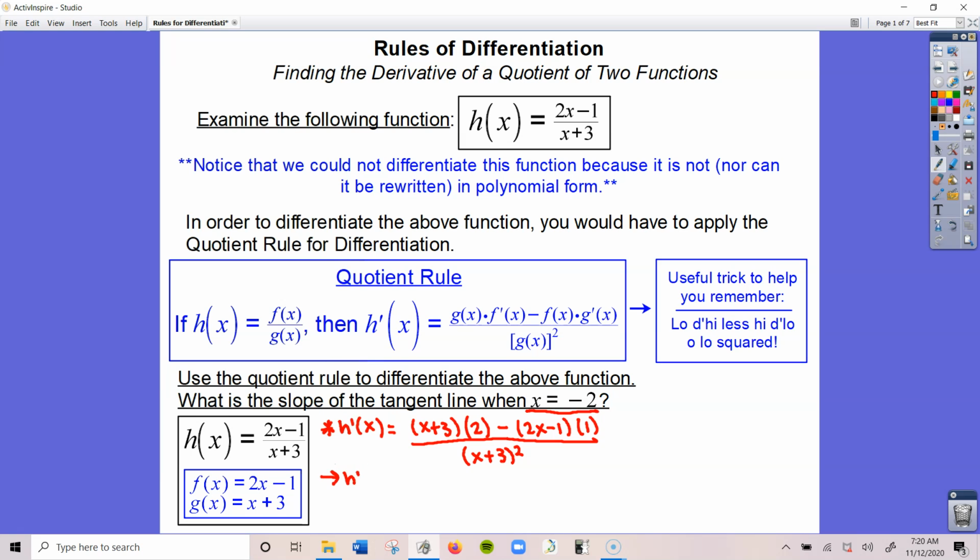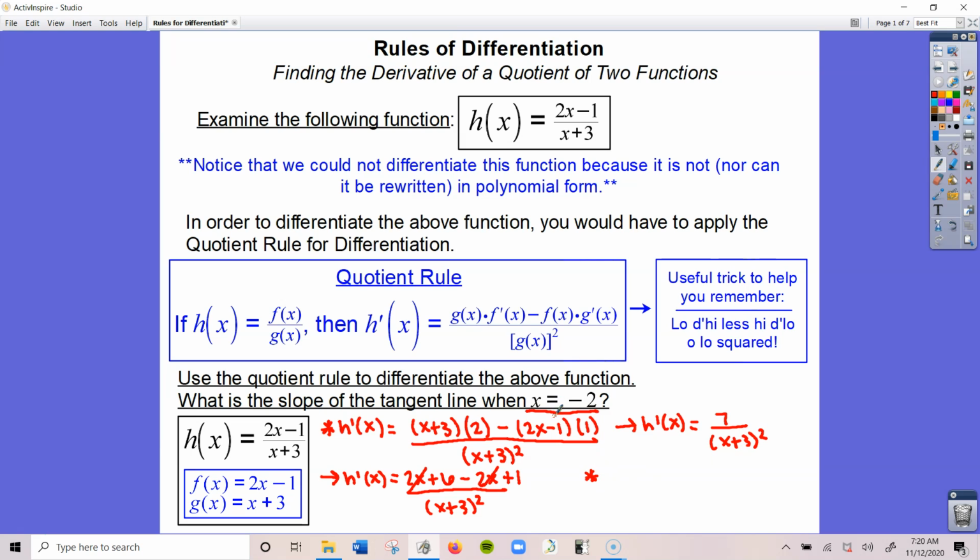So h prime of x is equal to 2x plus 6 minus 2x plus 1, and everything once more is over (x plus 3) squared. The two x's cancel out, and so our final derivative is equal to 7 over (x plus 3) squared.